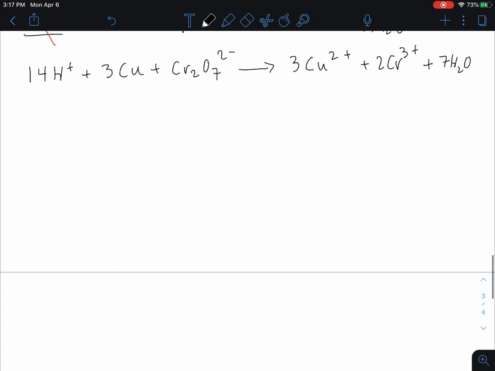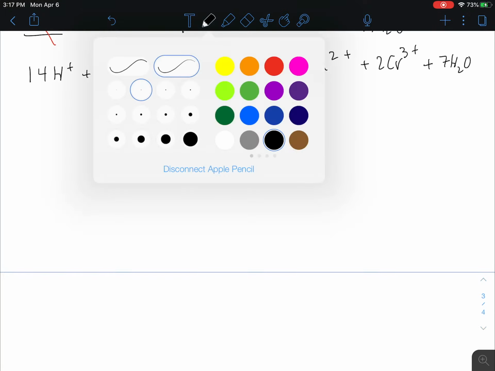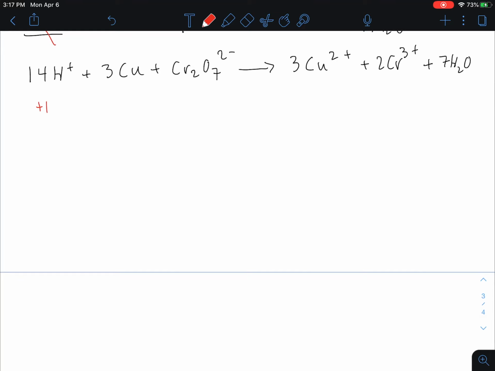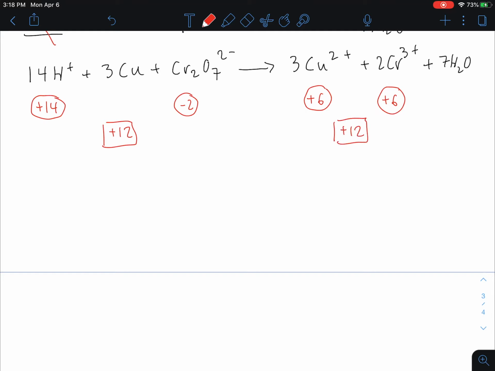So now we just want to verify our charges on each side. So we can do that. So it's +14 and -2. So that's +12 overall. On the right side, I've got 3 coppers that are each +2, so that's +6. 2 chromiums that are each +3, that's also +6. Water is neutral, so now both sides are +12.